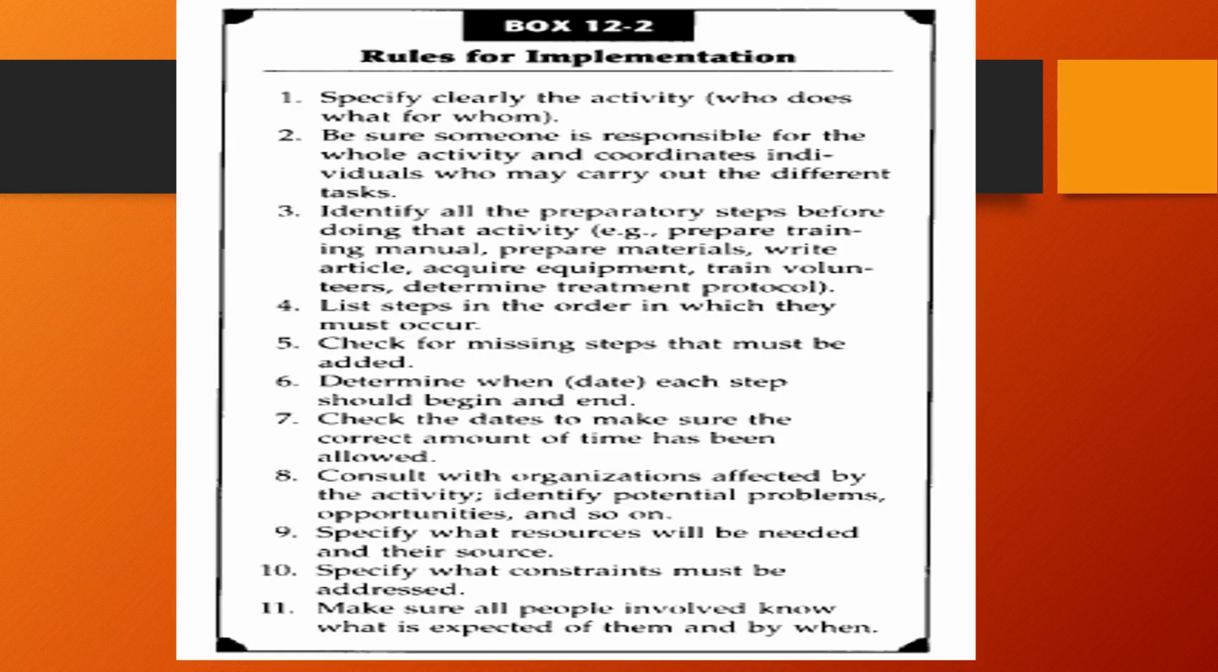Coming to the rules of implementation. So if we are planning a program, these rules of implementing a program should be followed. Number 1 is specify clearly what activity is going on, that is, who does what and from whom it is done. And the second one is be sure someone is responsible for the whole activity and coordinates individuals who may carry out the different tasks. So we should coordinate, and he should be responsible for what type of activity is going on and what tasks are going on.